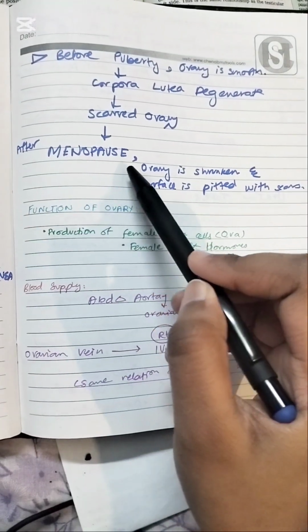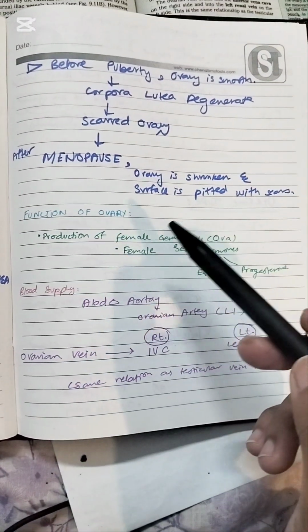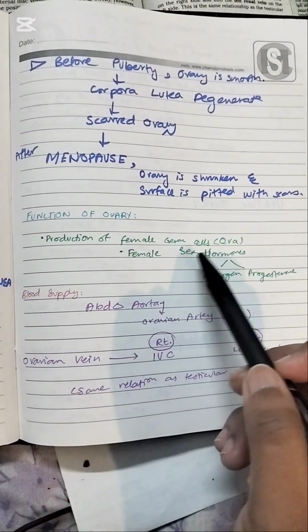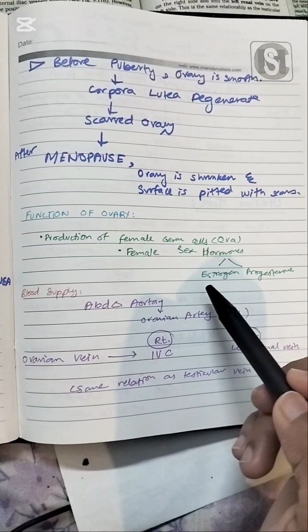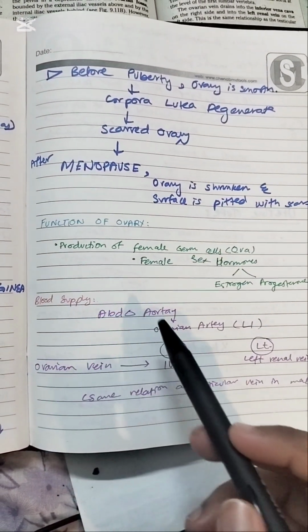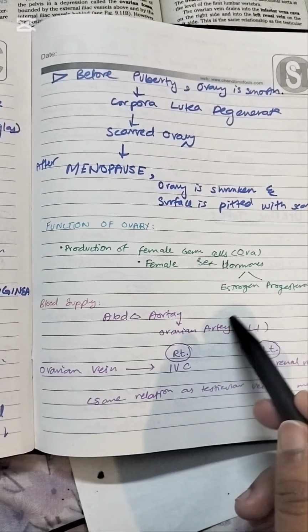After menopause, the ovary shrinks and the surface is pitted with scars. Now let's talk about the function of the ovary. It produces ova or female germ cells, and the female sex hormones, estrogen and progesterone, are also produced by the ovary. Let's talk about the blood supply of the ovary. The abdominal aorta gives off the ovarian artery at the level of L1.